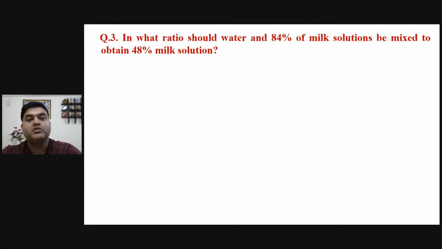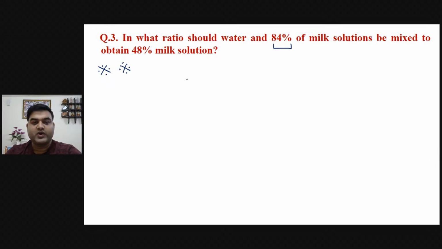In what ratio should water and 84% of milk solution be mixed to obtain 48% of milk solution? This is another important question. You can expect similar kinds of questions to be asked in competitive examinations or your placement paper. Here it is very easy, but the little bit of this 84% is something which you should understand. Let me read out the question.